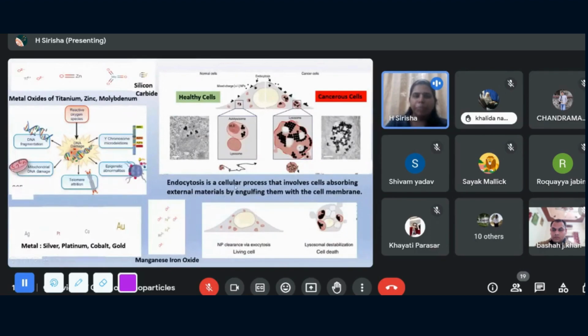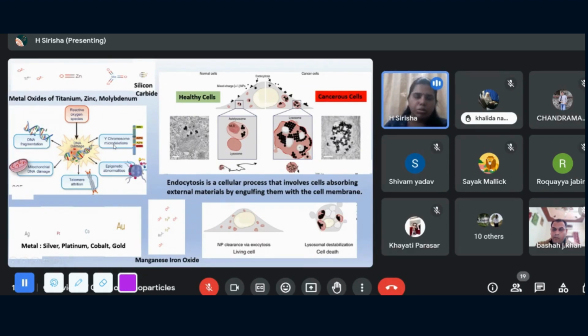Now, what happens when these metals interact with the biological aspect, that is, at cellular level? These metals, which are silver, platinum, cobalt, gold, or be it the oxide forms like manganese iron oxide or oxides of titanium, zinc, and molybdenum, or be it silicon carbide, they can cause DNA level damage. How is this DNA level damage done? It may occur at various levels.